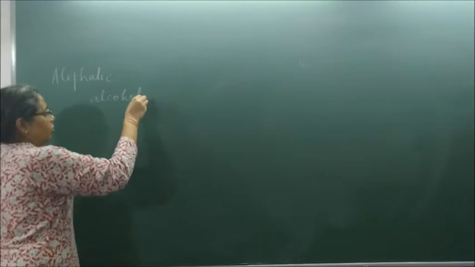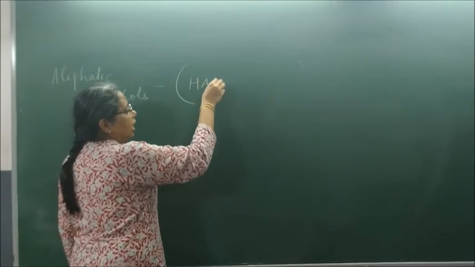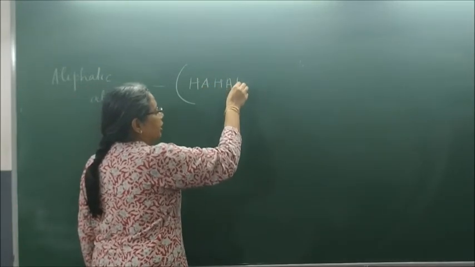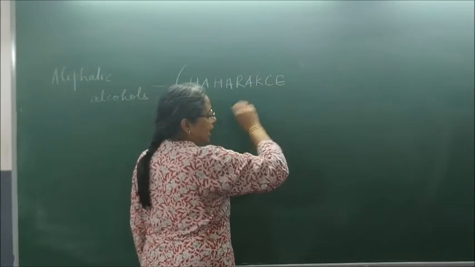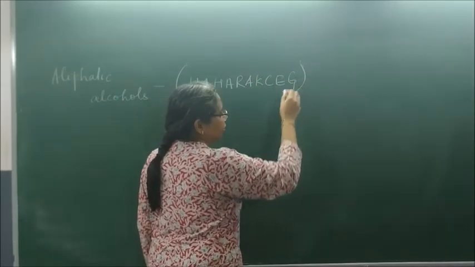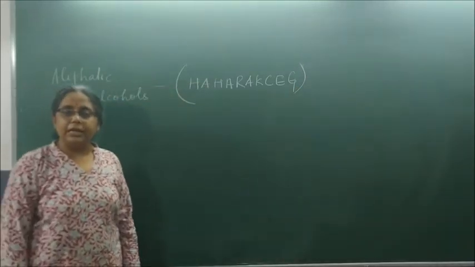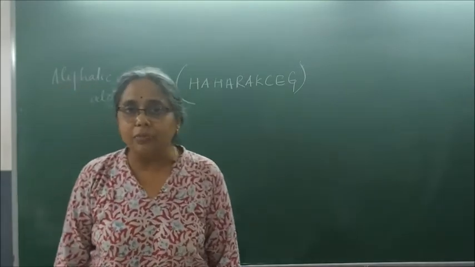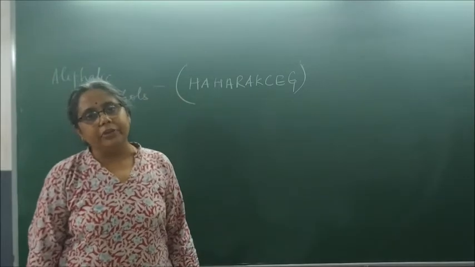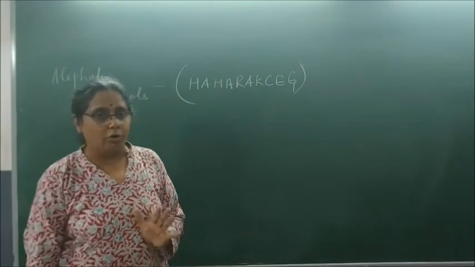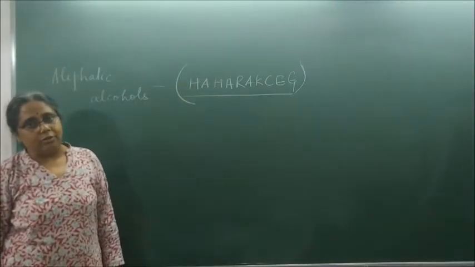for aliphatic alcohols, the methods of preparation are hydration of alkene, hydroboration of alkene, reduction of aldehyde, ketone, carboxylic acid and esters, and reaction of Grignard's reagent. Grignard's reagent, if it reacts with formaldehyde, gives you primary alcohol. If it reacts with any other aldehyde other than formaldehyde, it gives secondary alcohol. And when it reacts with ketones, it gives tertiary alcohol. These are the methods of preparation of aliphatic alcohols.